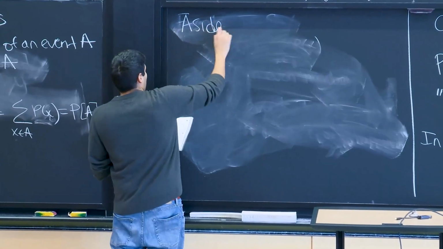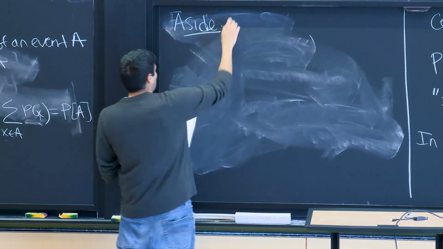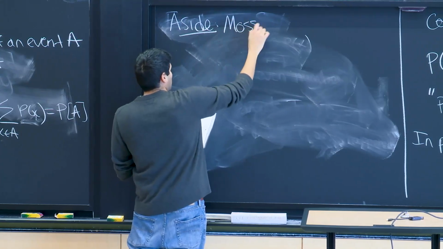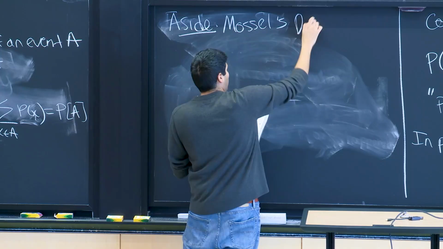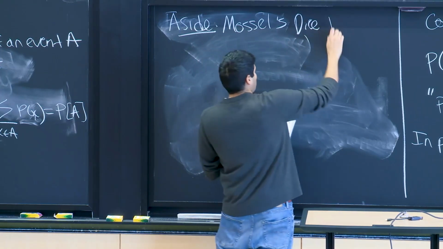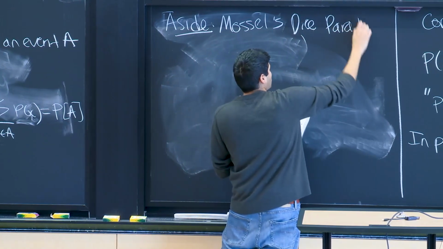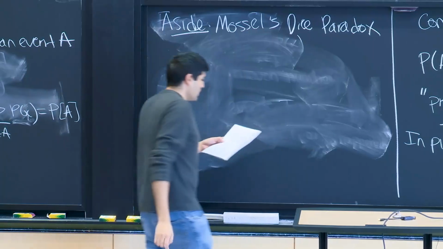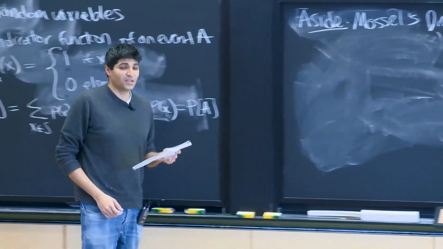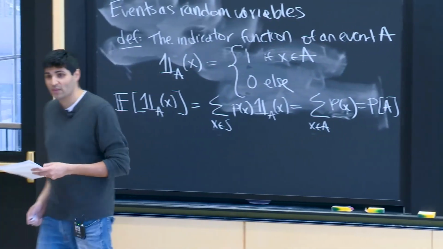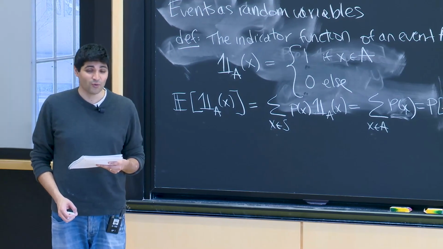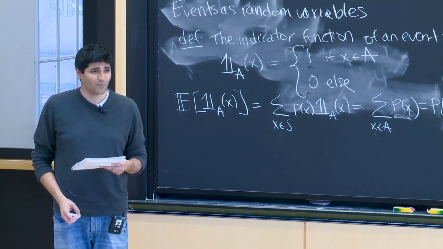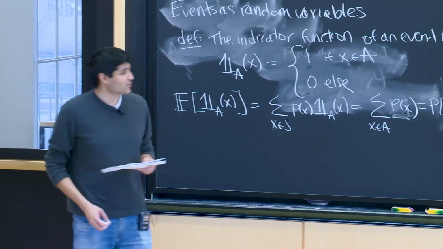So let me tell you about this amazing example that's due to my colleague upstairs. In fact, I saw him right before class. It's called Mossel's dice paradox. Elchanan Mossel is a very famous probabilist, and when he came up with this, his advisor told him, I know you've done a lot of great research and you proved amazing things, but this will be what you're famous for. And he was very disappointed.